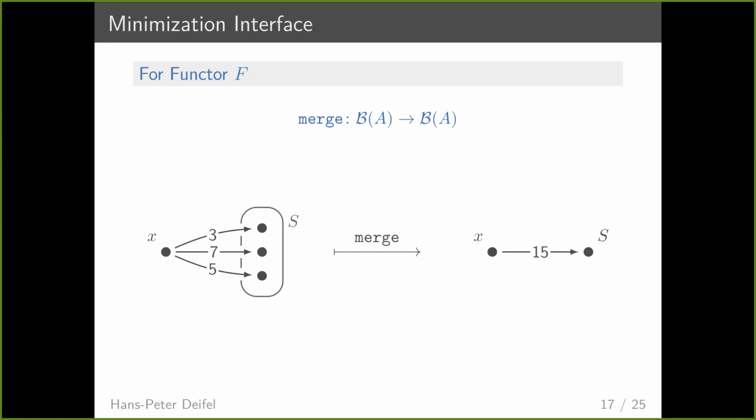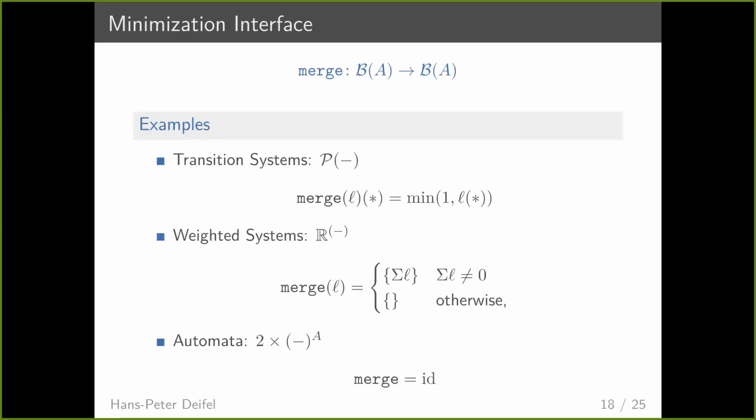Now, for different systems, it works differently. For example, for partition systems, merge doesn't do much because we don't have any labels. It just needs to distinguish between empty successor structures and non-empty ones. For weighted systems, as we have seen, it sums up the labels, and it also needs to take care of empty successor structures. And for automata, merge is even the identity, because if you think about what happens if you merge states in an automaton, you don't change the input symbols, you keep them in the resulting system. And so merge is just the identity here.